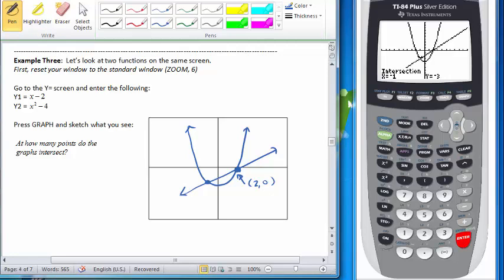So again, to get your calculator to tell you points of intersection of 2 separate graphs, you can go in here to the Calculate menu.